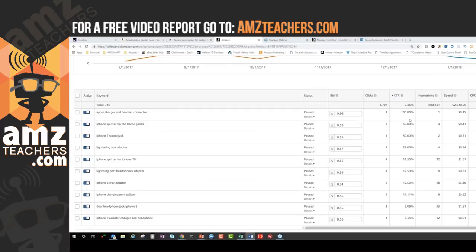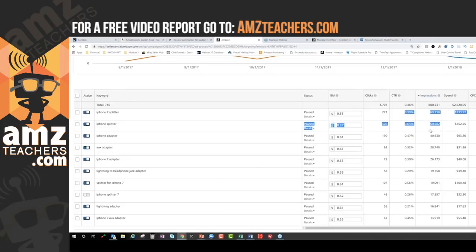So I'll look at where my average is, some of my highs and lows. Then I'll click on impressions, high to low, and I'll say, okay, this particular iPhone 7 splitter had a 0.39% click-through rate with 69,000 impressions. iPhone splitter itself had a 0.63% click-through rate with 50,000 impressions, 0.47% for iPhone adapter. So let's just look at these top 3. Now that I've tipped you guys, what do you think the keyword I'm going to focus the most on is? I mean, obviously iPhone splitter, right?